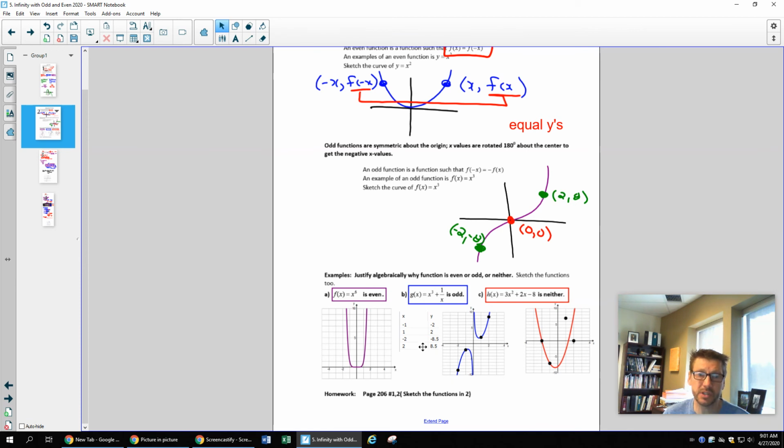So I actually plotted some points for us. (-1, -2). If you change the sides, it becomes (1, 2). (-2, -8.5) to (2, 8.5), right? So again, you've got to switch both signs. So you're rotating around the origin.